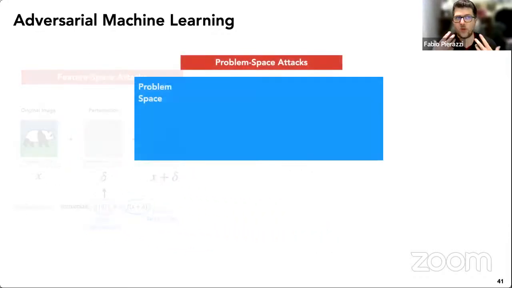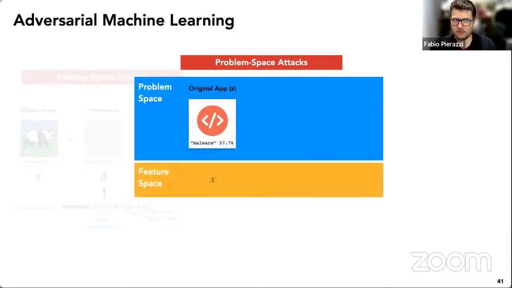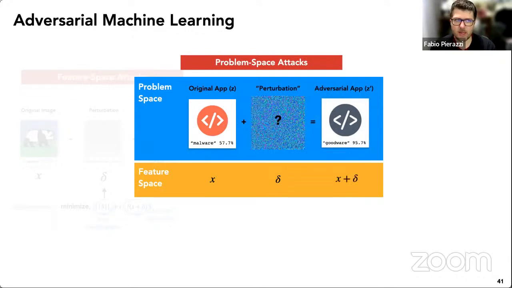But what happens when you move to the malware domain? We have an original application Z, which is a malware. And we want to add some perturbations or noise to classify it as a goodware, as an adversarial app. So in a sense, this is formulated as for images, but what does it actually mean to add perturbation to code?